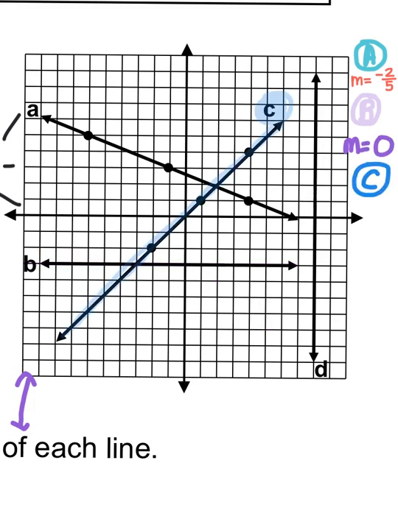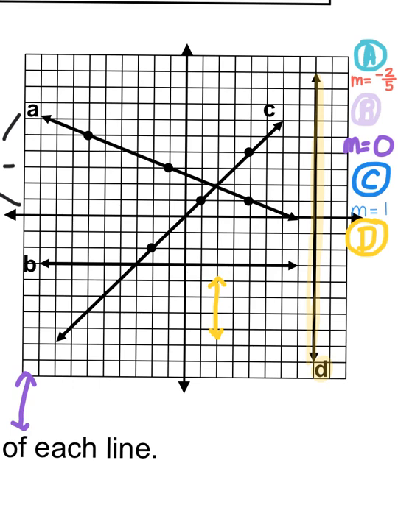Let's consider line C. Is it a positive slope or a negative slope? Obviously, it is positive, so pick out any 2 points on the line and calculate the rise over the run by counting. So I found here that the slope is 3/3. Remember to look for your positive numbers or negative numbers, and that will simplify to a slope of 1.